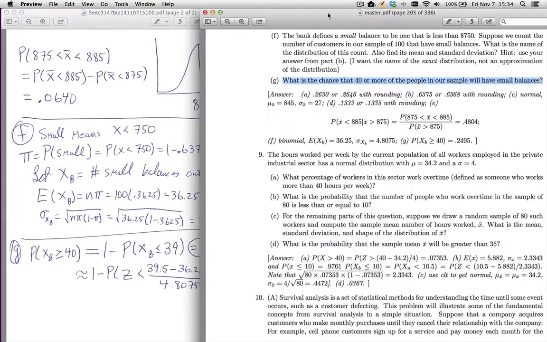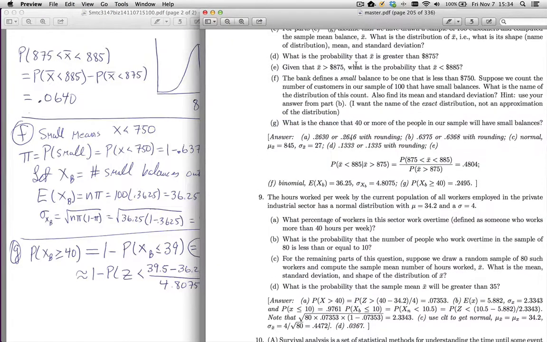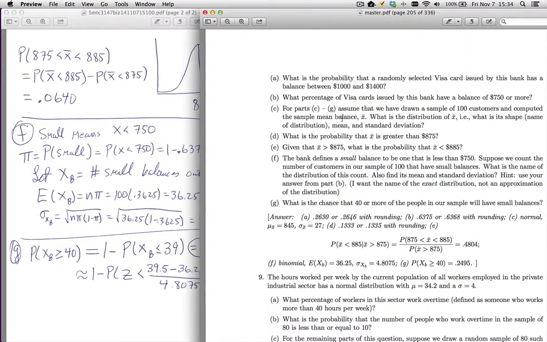So I think that's a good problem because it makes you keep an X. So parts A and B were about a single credit card, separate from the mean of a bunch of credit cards, an X bar. That's what those next parts were about. And then parts F and G talk about small versus large accounts.